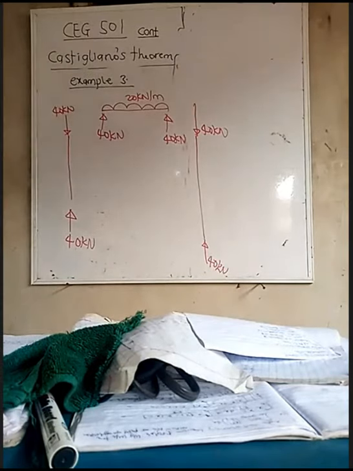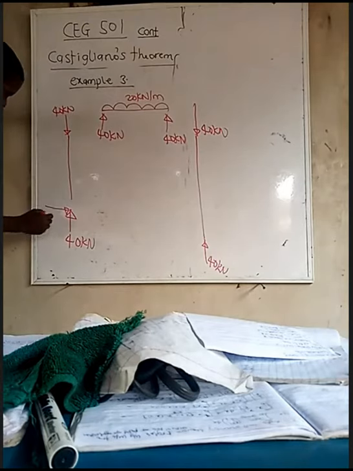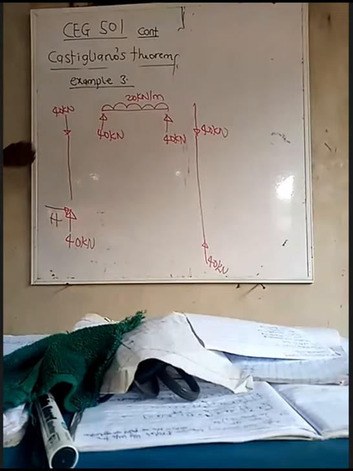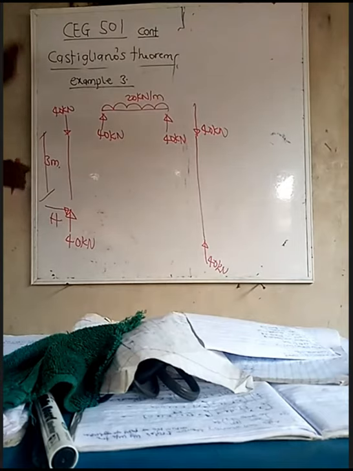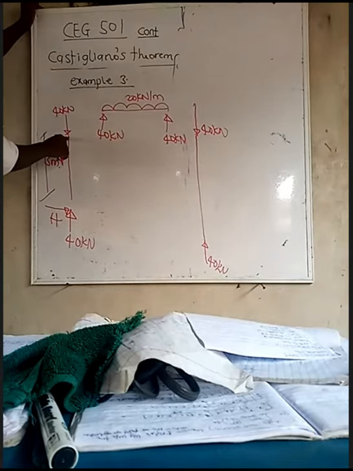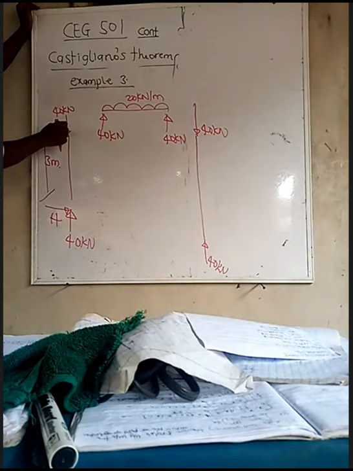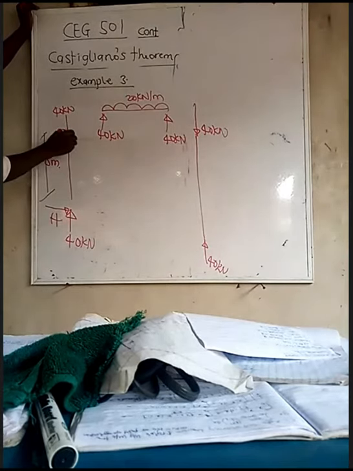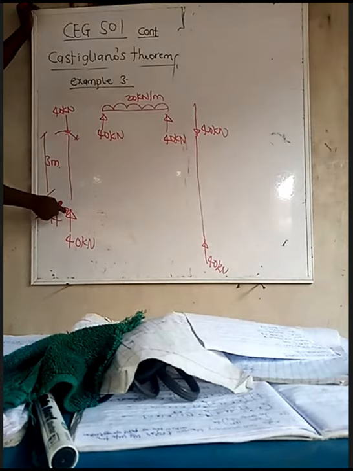Good. So now, there is a moment. We have H. The height is 3 meters. The moment at this point will be equal to H times 3. Now, this is anti-clockwise. Then to counterbalance it, there must be a clockwise. The moment at this point is H times 3.